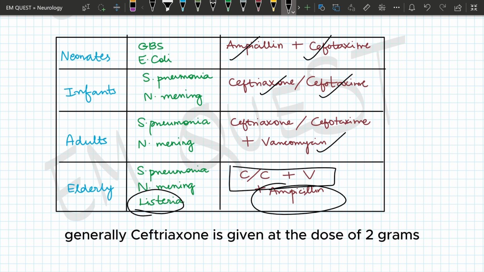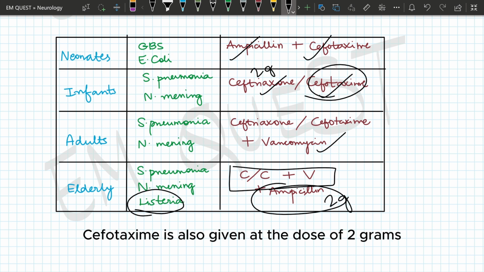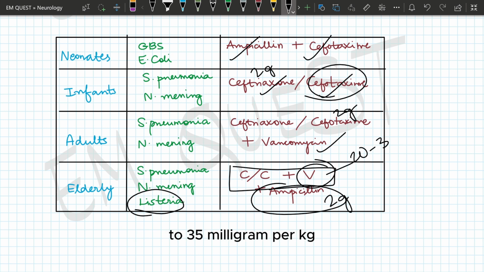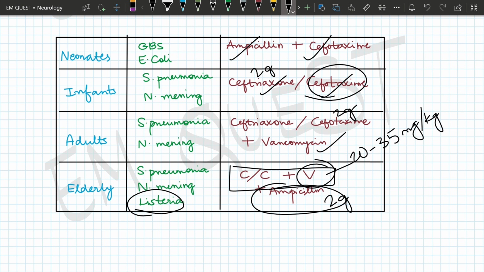Generally, ceftriaxone is given at the dose of 2 grams and high-dose ampicillin also at the dose of 2 grams. Cefotaxime is also given at the dose of 2 grams in adults, and vancomycin is given at the dose of 25 to 35 milligrams per kg in adults and elderly. In case a patient is allergic to cephalosporins, meropenem or chloramphenicol can be used.